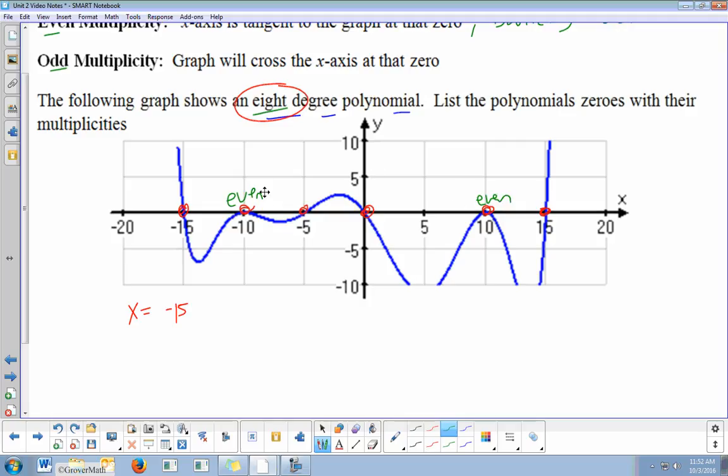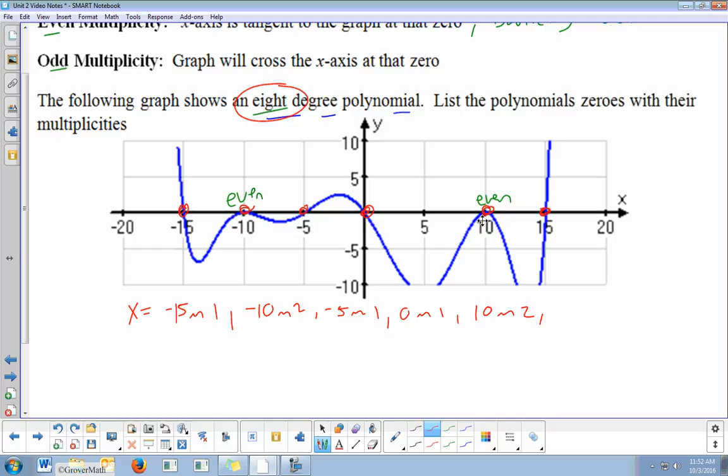Now, again, just from the picture, I can't tell if this is 2, 4, 6, or 8. But it's going to have to be 2 of these and 2 of these because we already have 6, 7, 8 for a total of those. So the crossing ones here are multiplicity 1, like negative 15 is multiplicity 1. Negative 10 has a multiplicity of 2. Negative 5 has a multiplicity of 1. 0 has a multiplicity of 1. And then 10 is the other bouncing root, so that's another multiplicity 2.